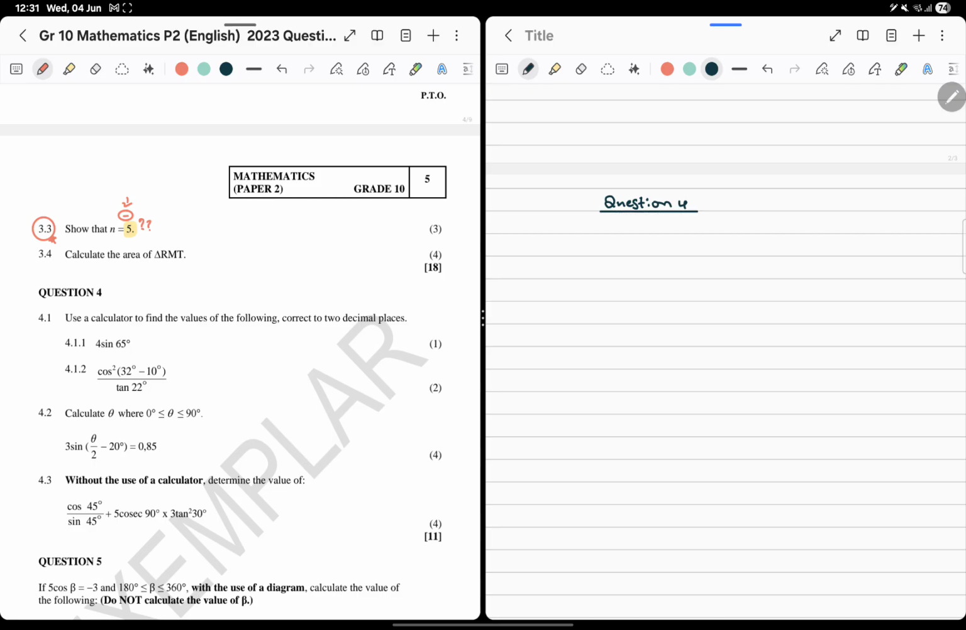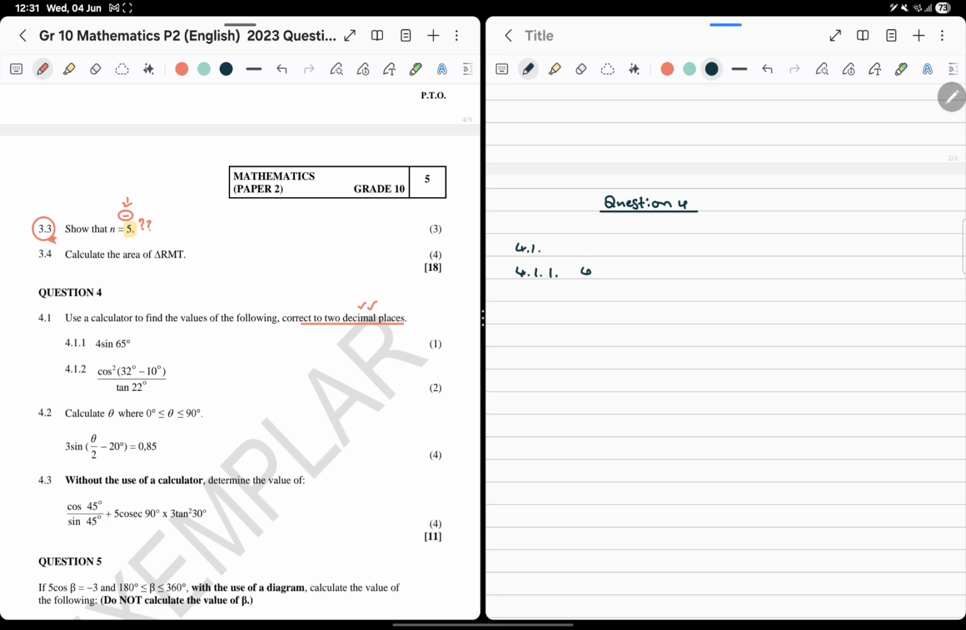Right, question 4, we are told to use the calculator for 4.1 to find the values of the following, correct to 2 decimal places. Okay, now we're going to stick with the local instructions. Even if it said no decimal place or 1 decimal place or 3, we will stick with the local against the general instructions.